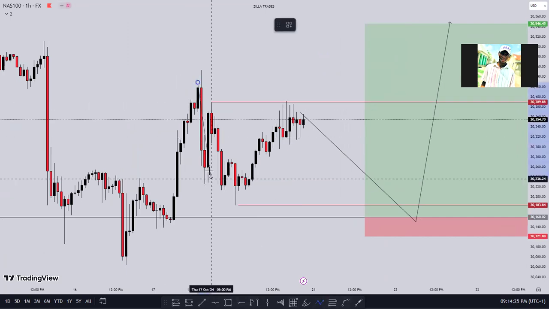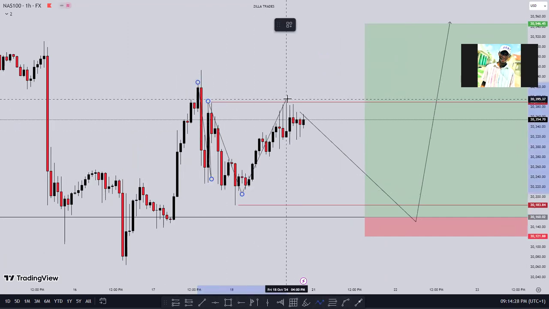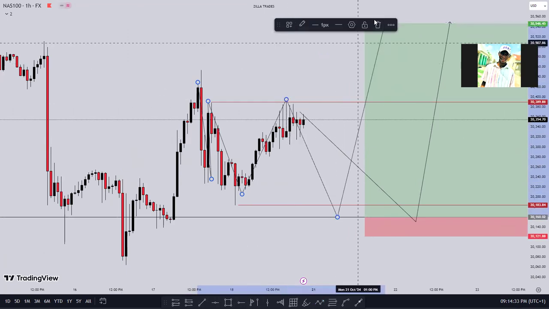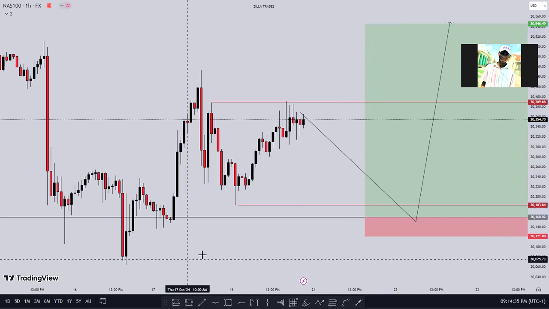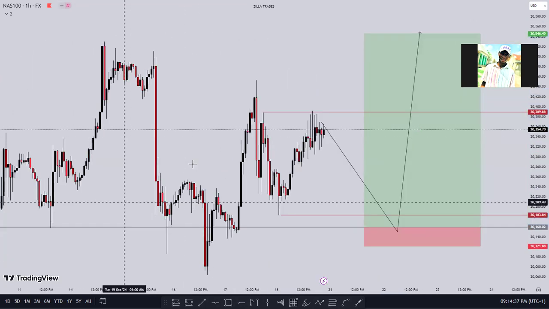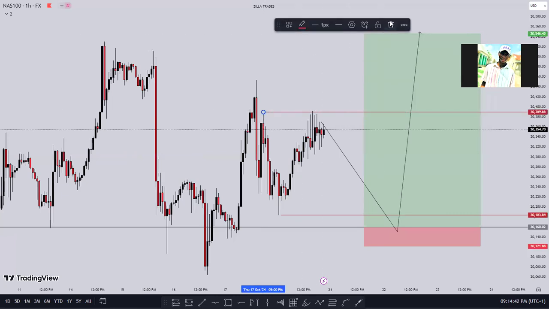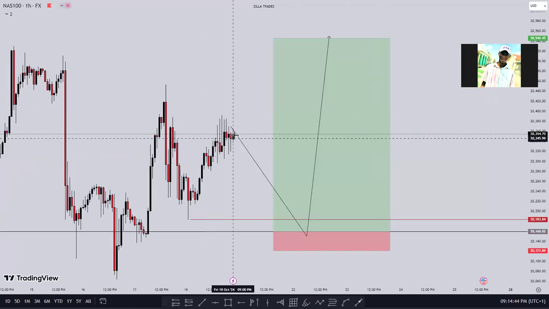You have A, B, C, right? Price comes to take out the B leg, then sells off from there, to buy from this leg again. Do you understand? Take advantage of this structure. That's how I trade. Please, liquidity and inducement is very, very important. So take it very seriously.